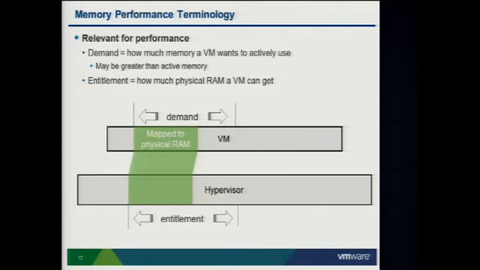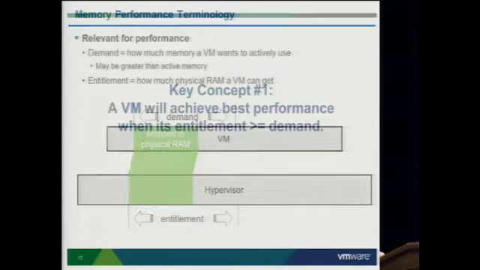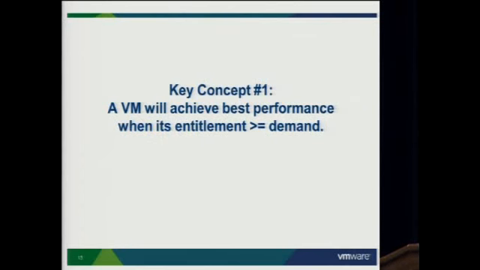And indeed, the drawing is trying to depict here that demand can be greater than, less than the amount that's mapped to physical RAM, as can entitlement. They both can vary independently of each other. But this concept of demand and entitlement and their relationship brings us to our first key concept around memory performance management. And that is that a VM will achieve its best performance when its entitlement is greater than or equal to its demand. Again, that means that the memory it wants to use will all fit into physical RAM and thus achieve the best performance.